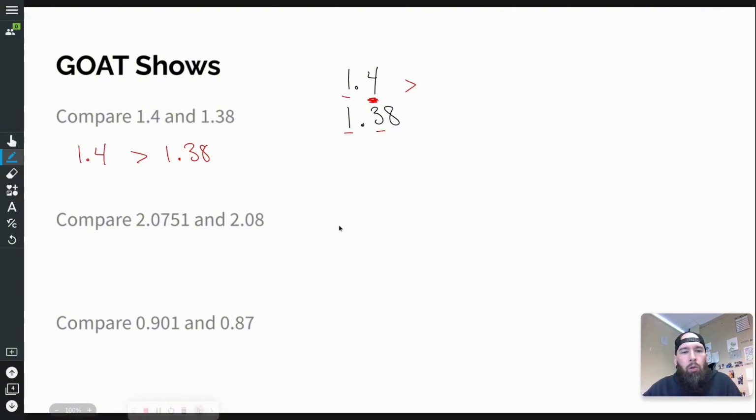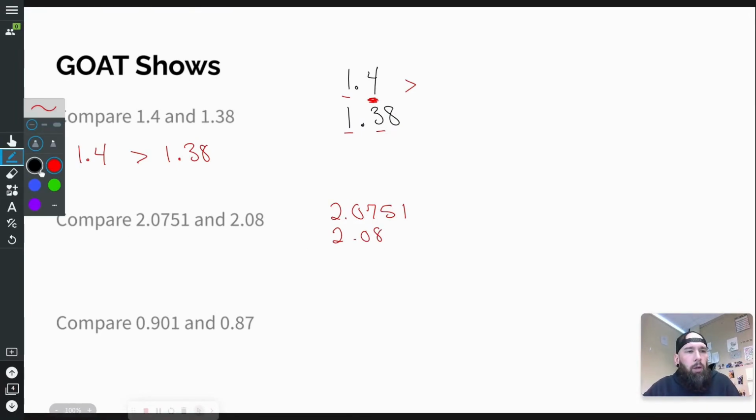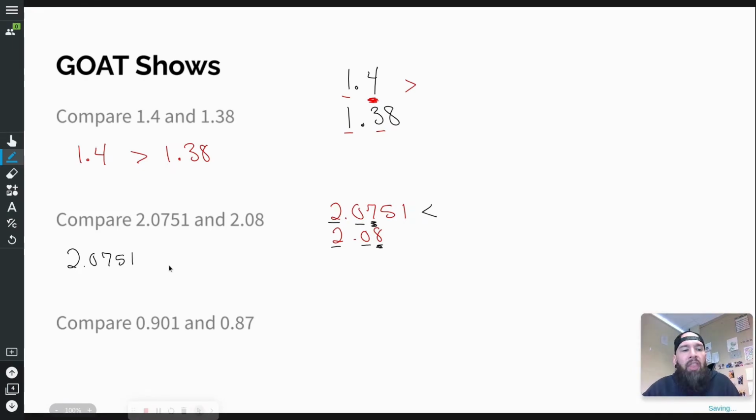Compare 2.0751 versus 2.08. Leave it there. All right? So the 2's are the same. The 0's are the same. But this 7 is not the same as that 8. The 7 is smaller than 8, so that number is going to be less than. So we have 2 and 751 10,000ths is less than 2 and 8 hundredths.